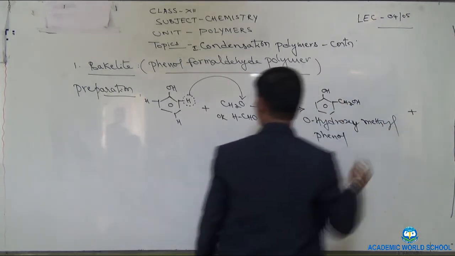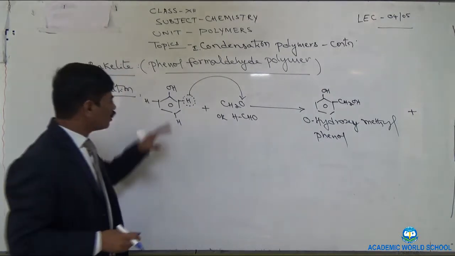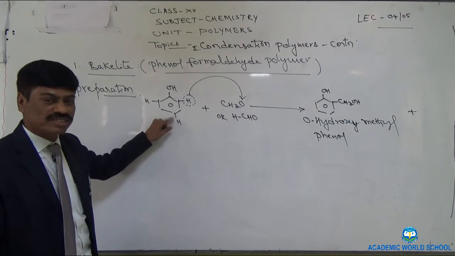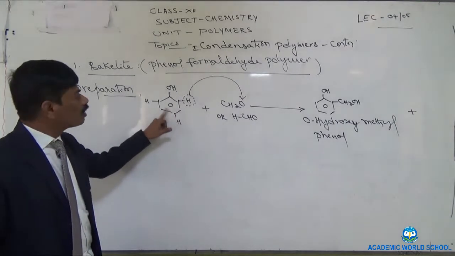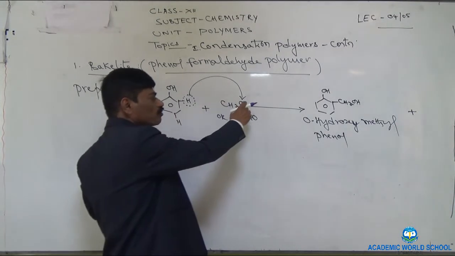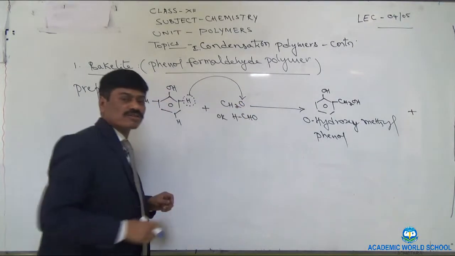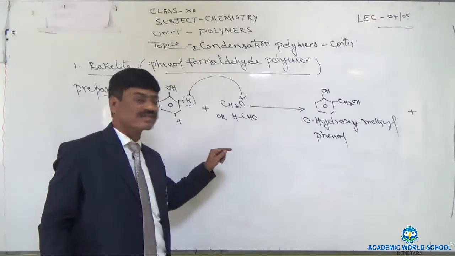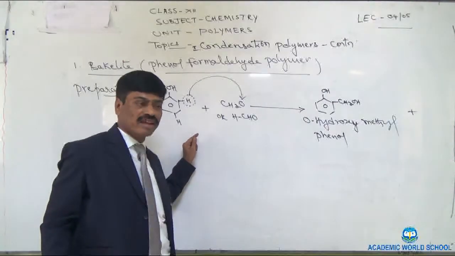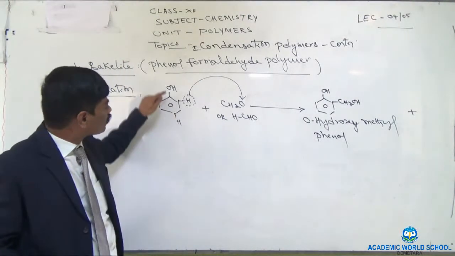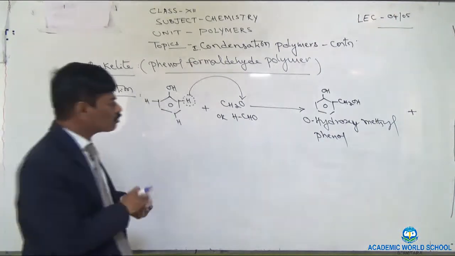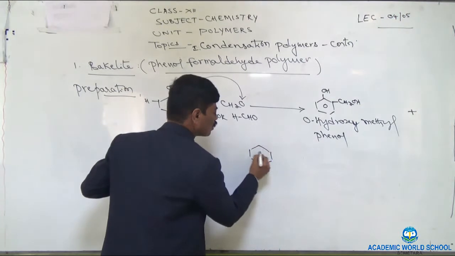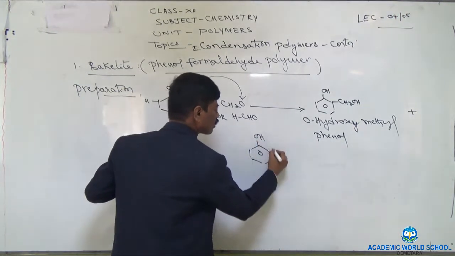And second product will be like this. Again, from this phenol, one hydrogen atom is removed from para position. That is connected to formaldehyde. As a result, we will get CH2OH, and that CH2OH via carbon atom gets connected to benzene ring at para position with respect to OH group of phenol. So that second product structure is like this.